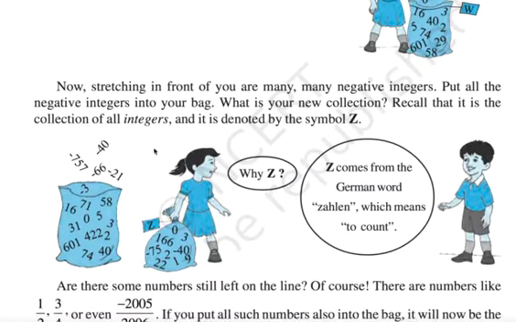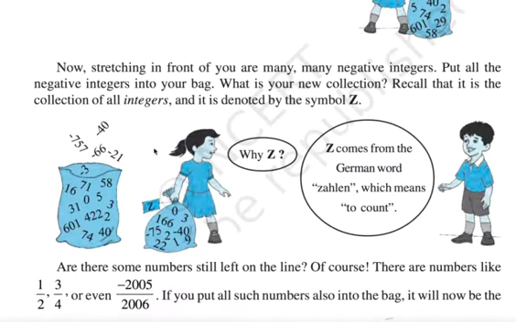Now stretching in front of you are many negative integers. Put all the negative integers into your bag. What is your new collection? Recall that it is the collection of all integers. It is denoted by the symbol Z. Integers is denoted by Z: all positive and negative integers, plus whole numbers. Why Z? Z comes from the German word zahlen, which means to count.